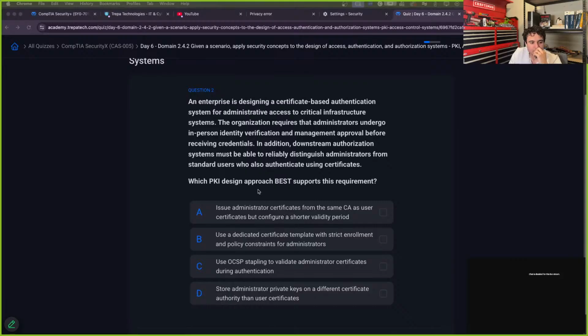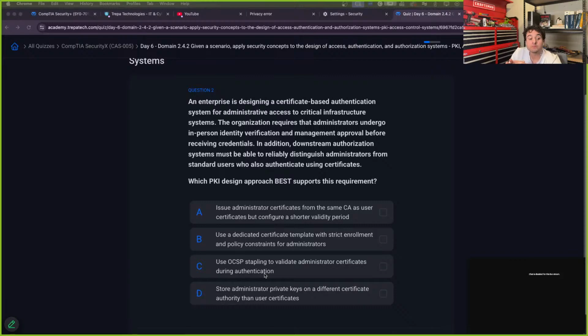Okay, A: issue administrative certificates from the same CA as user certificates, but configure a shorter validity period. Probably not. B: use a dedicated certificate template with strict enrollment and policy constraints for administrators. That's probably going to be it, because if we want to differentiate, let me read the rest. C: use OCSP stapling to validate administrative certificates during authentication. No, that's not what OCSP does at all. So we can rule out C. D: store administrator private keys on a different certificate authority than user certificates.